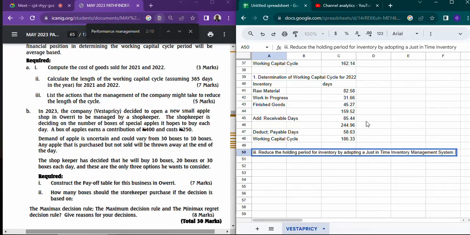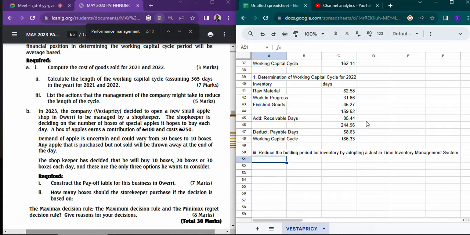And then the question will be, what is just-in-time? Just-in-time management system is a kind of inventory management system where an order is placed when the good is needed. An example of organizations that adopt that approach is Jumia. Jumia doesn't have a stock. So when you need it, they place their order, at the point at which the goods are needed.